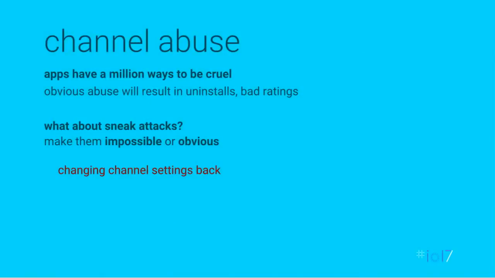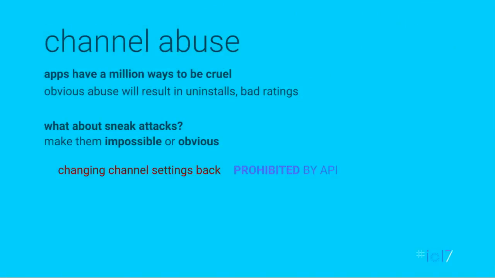So here's an example of something that an app could do. Oh, well, if the user changes the channel settings, like, I want to block that channel, or I want to put it in silent mode, well, what if I just change it back? Our mitigation for that is the API doesn't let you. Once the user has voted, the channel is locked. You can't make changes to it after you've created it. The user has the final say in what that channel does, period.